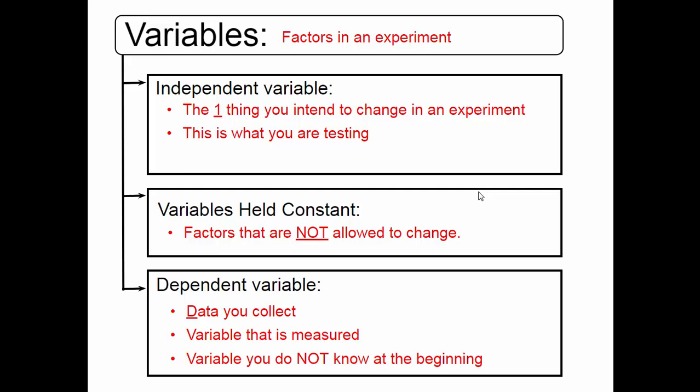What were some of the variables you had to hold constant once we fixed that experiment? The amount of water. The temperature. The type of plant. Yeah, we try to keep all those things the same.